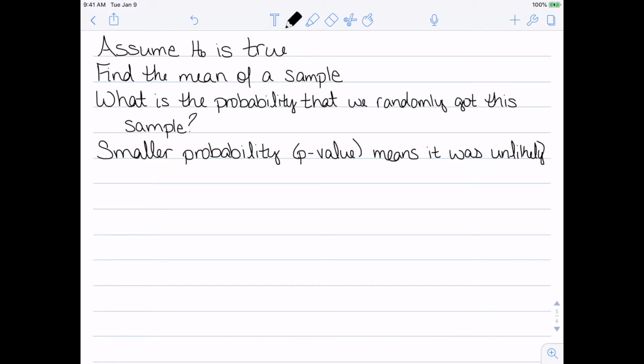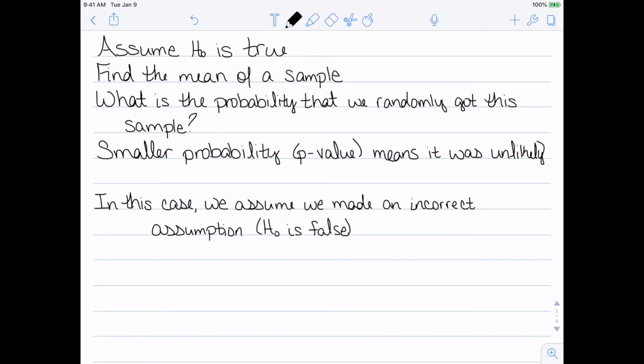The smaller the probability that we get, which we call the p-value, the more it means that it was unlikely that we got this sample. If this is the case, if our probability is just too small, we assume we made an incorrect assumption, that is that H0 is false. So if our probability is small enough, then we assume that H0 is actually false in the first place.